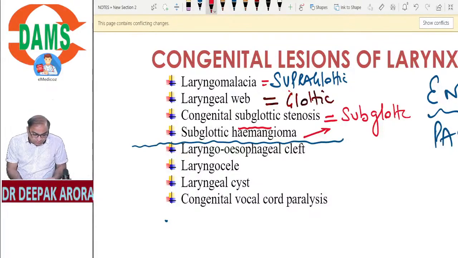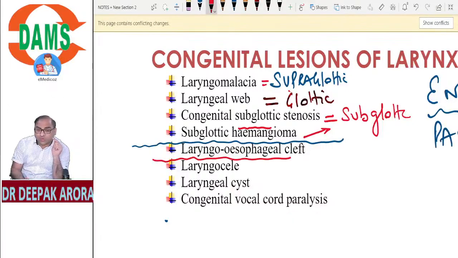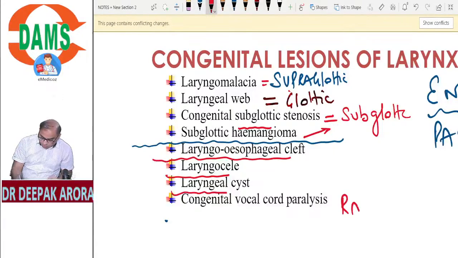Very good. Very nice. So remember, anterior commissure. One of the students is even mentioning this point. At which part of the glottic area? We will go to that level in the next couple of minutes. First, learn the concept. I divide these 8 differentials into upper 4. What are the upper 4? One for the supraglottis, laryngomalacia. In the examination hall, glottic, so congenital web. Then subglottic. I'm a DAMS student, so 2 points come to my mind: one is subglottic stenosis, one is hemangioma. Done. Now, the next condition is laryngoesophageal cleft. One is laryngocele, laryngeal cyst, and congenital vocal cord paralysis, which is very rare.